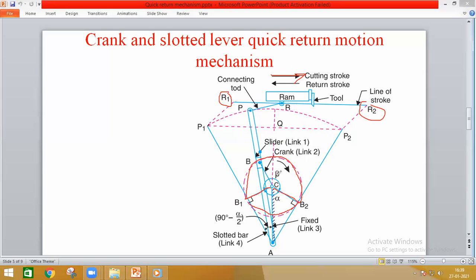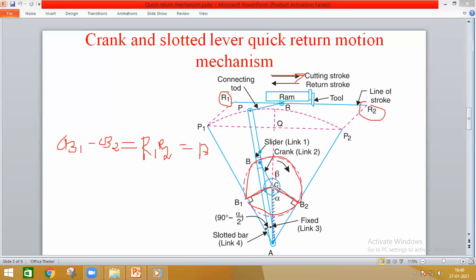So beta represents the angle between the positions CB1 and CB2. That is the cutting stroke. The time taken for moving the crank from the CB1 position to the CB2 position is equal to the time for the ram moving from the R1 position to R2. So the time taken for these two operations is equal. That forms the angle beta.